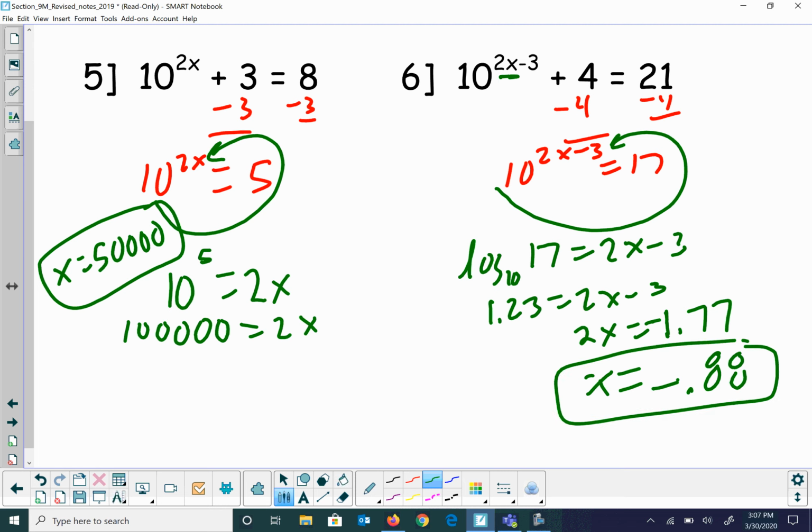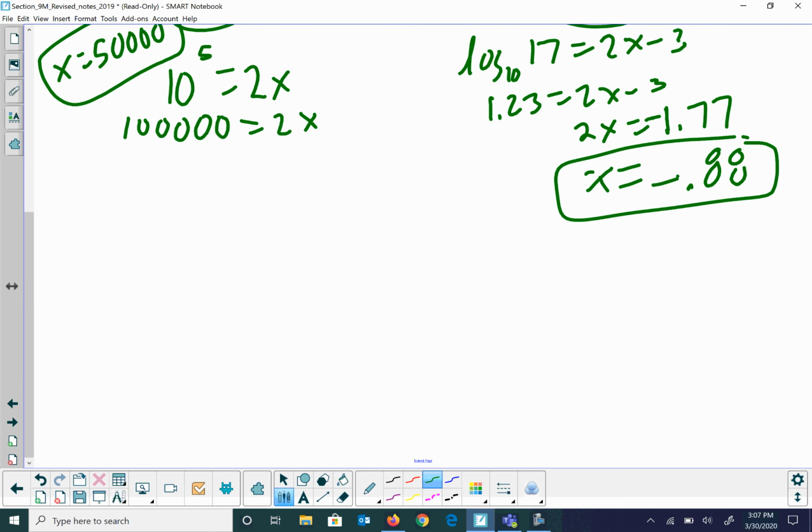And again, if you took that and plugged it back in here, it's going to be fine. You can have a negative as an exponent. You just don't want to have a negative with a log or a natural log.